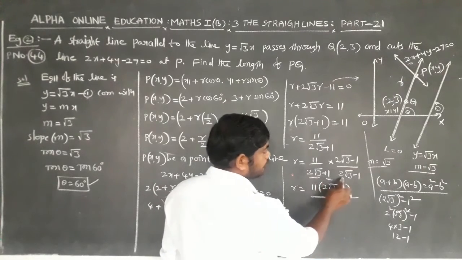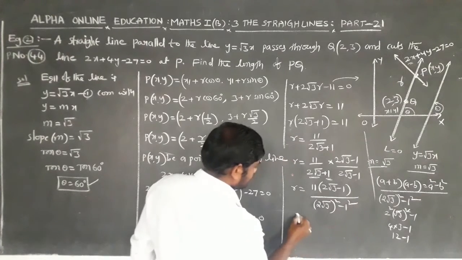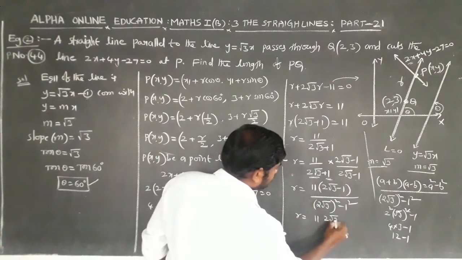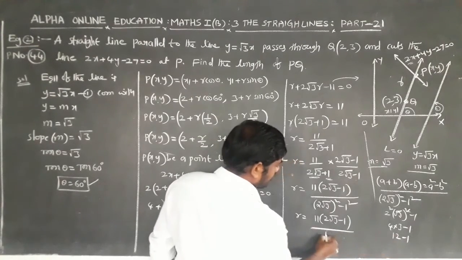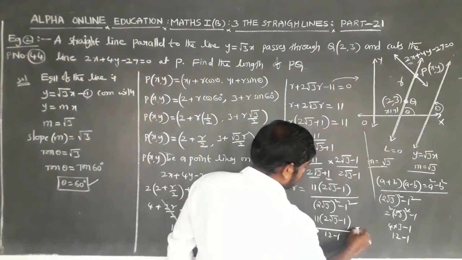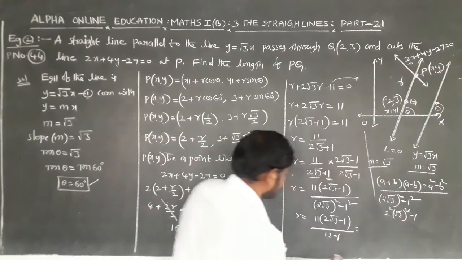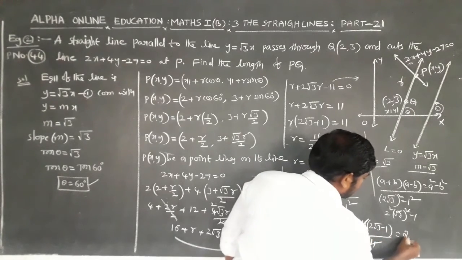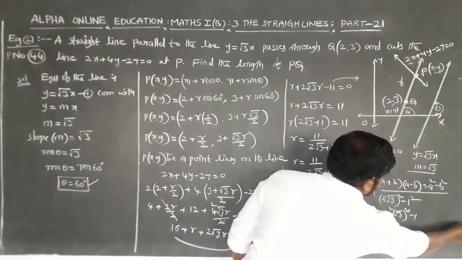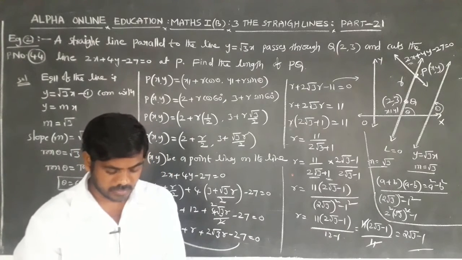(a + b)(a - b) = a² - b². So 11(2√3 - 1) over (2√3)² - 1, which is 12 minus 1, that is 11. The 11 gets cancelled. So 2√3 - 1 is the answer.